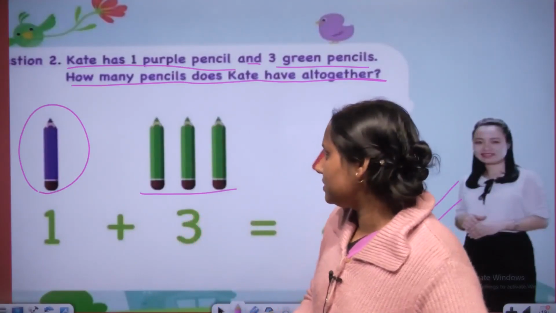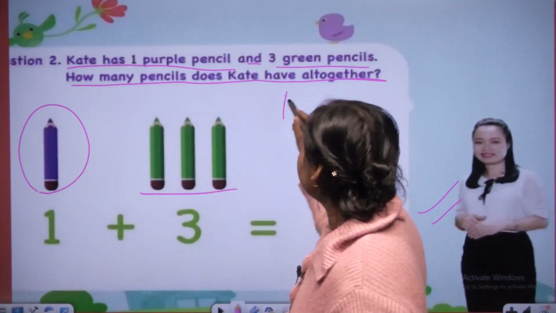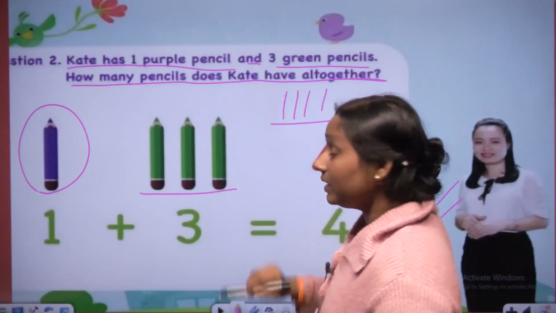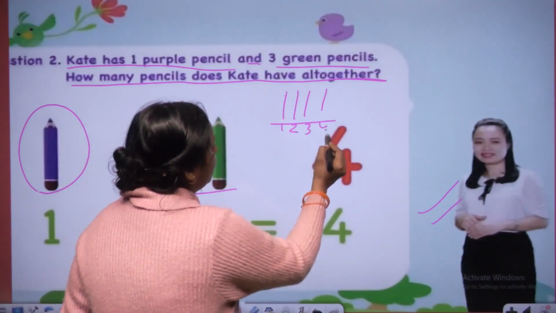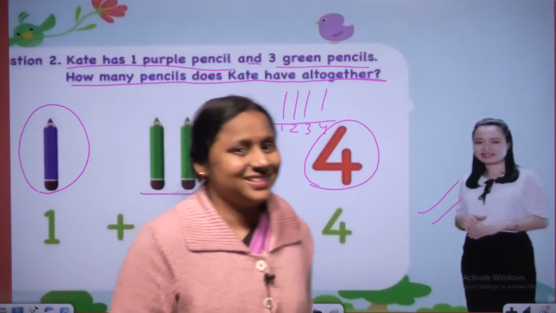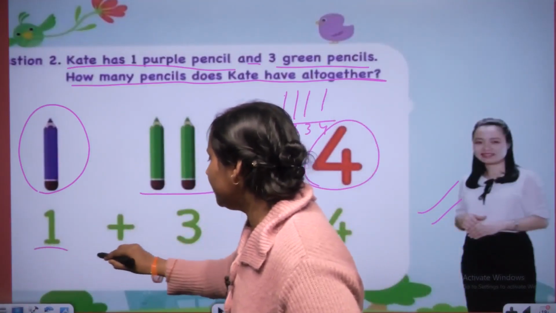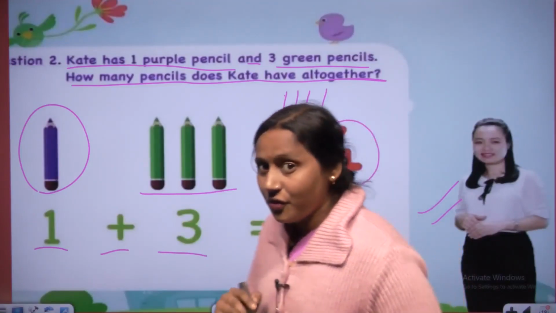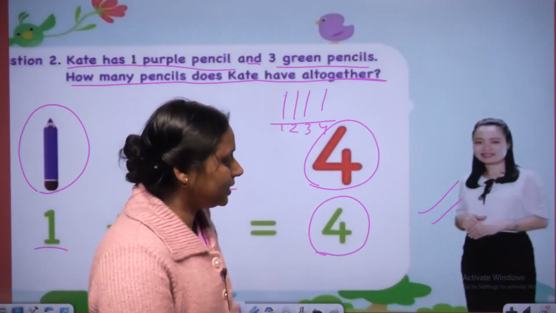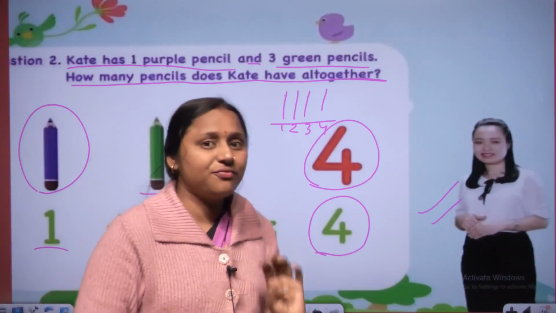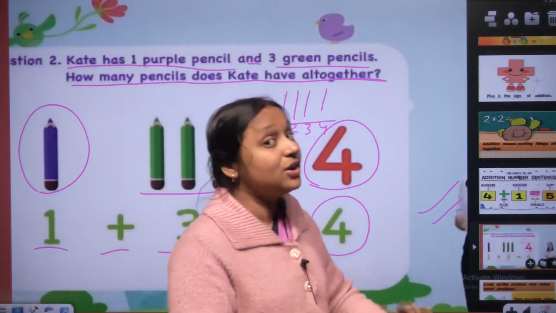Okay, with the help of sticks here we learn. One purple pencil, one stick, and three green pencils. 1 2 3 and start counting. 1 2 3 4. What number we get? Yes, sum ka to kitna mila? Yes, 4. 1 plus 3, we get 4. Cat ke paas total pencils kitne hai? How many pencils? Yes, cat has 4 pencils. Cat ke paas kitne pencils hai? 4.